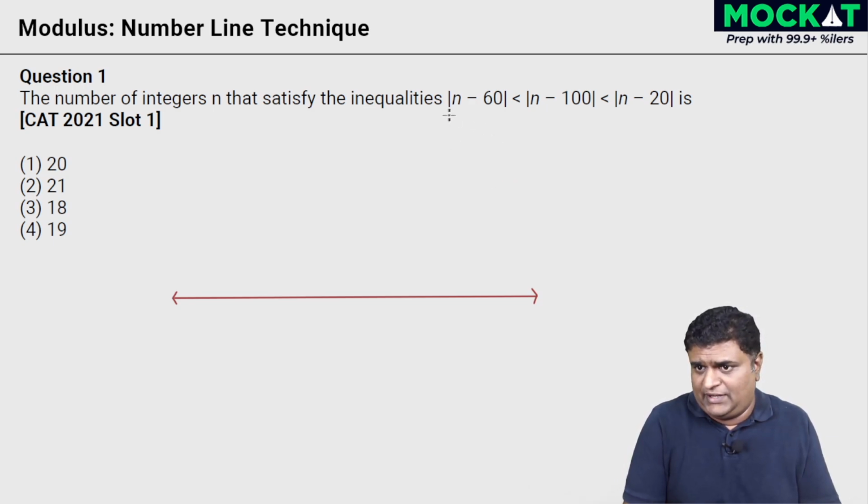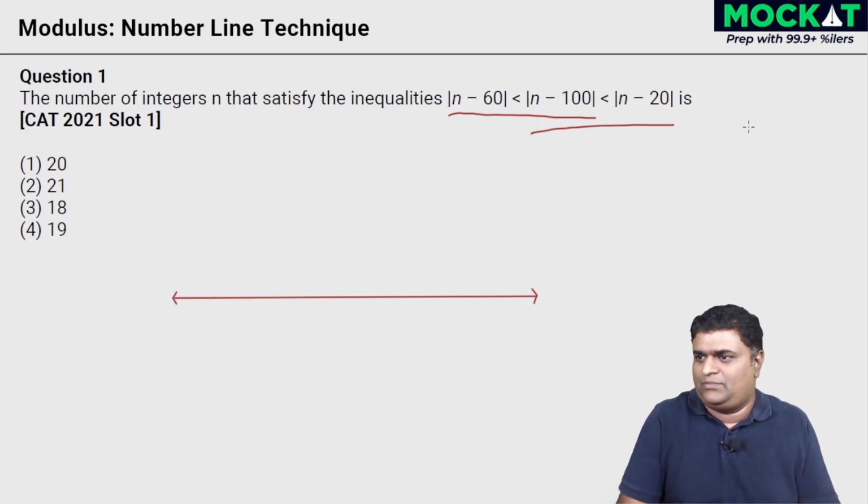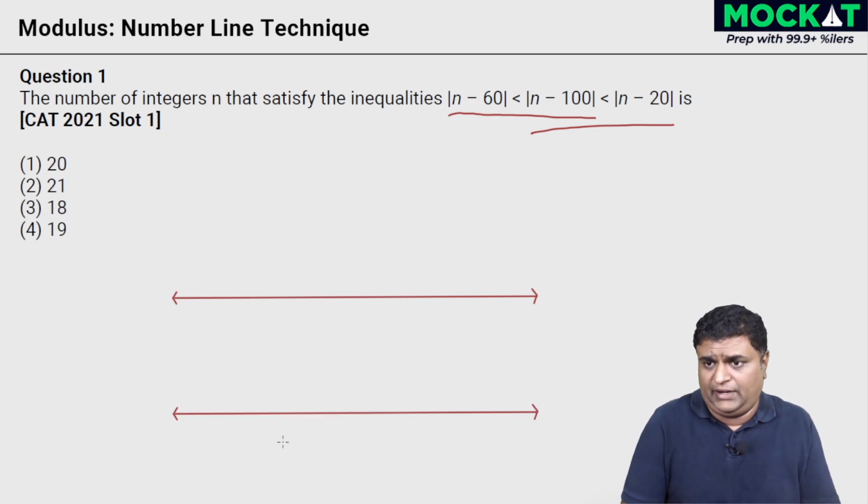The first inequality is over here, which I shall map in this number line. The second inequality is over here. Modulus of n minus 100 is less than modulus of n minus 20, for which I'll want another number line. So let's draw that below, right? For the first one, all I need to do is put a 60 here and put a 100 here, right? And I want the distance from 60 is less than distance from 100. Midpoint over here, 80, right? And what are the values I want? I want it to be closer to 60, right? So I want this region.